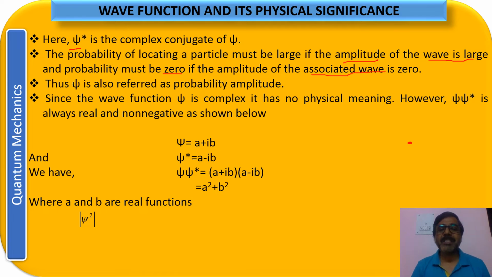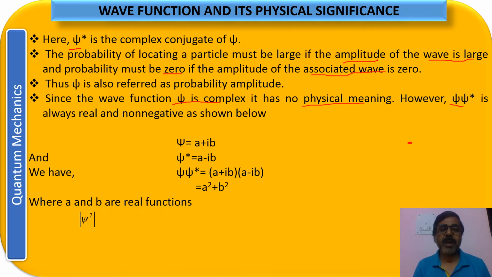Since the wave function psi is complex, it has no physical meaning. The wave function psi that we have taken is in complex form, not a classical form, and therefore it has no physical meaning. What is the complex form? If psi equals a plus ib, that is the complex form, where a is the real part and b is the imaginary part. However, the product of psi and psi conjugate is always real and non-negative, as shown here.